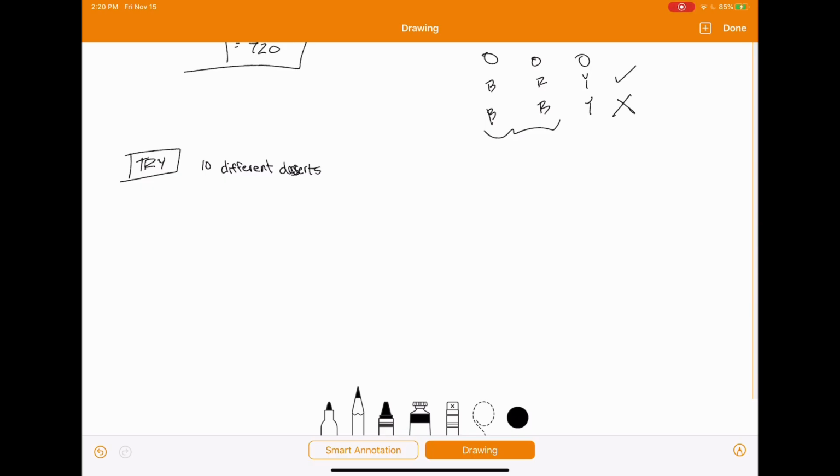And you decide you're going to have 3 desserts, and you want all 3 to be different from each other. How many arrangements can be made?